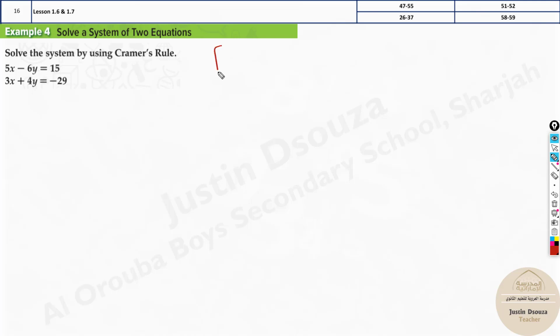So here the first coefficient matrix would be 5, 3, minus 6 and 4, whatever the coefficients are, equal to the results, which are 15 and minus 29. It will be very helpful if you find the determinant of this. Let me call this C. Determinant means two straight lines. This is a matrix, right? If you just draw two straight lines, that would be finding the determinant.